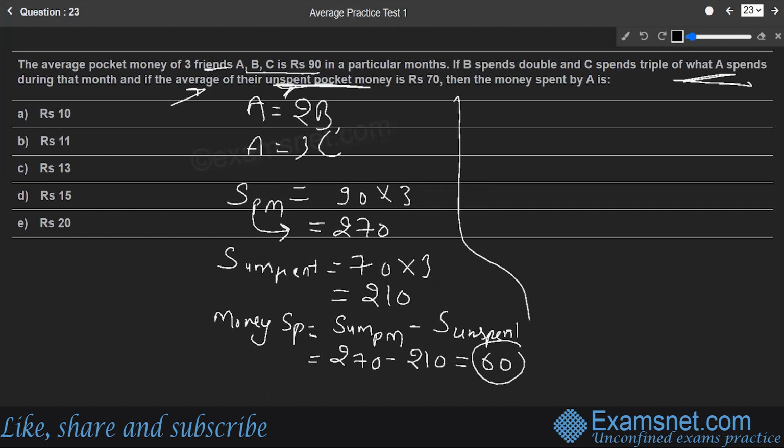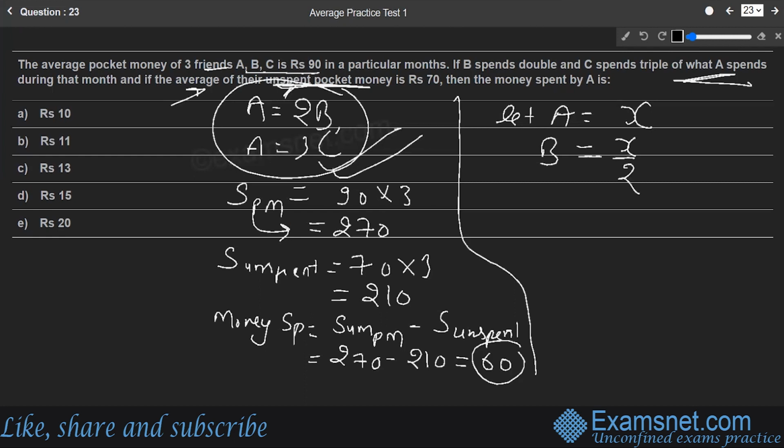Now there is a connection between the money spent by A, B, and C. As they say, A is equal to 2B and the same A is equal to 3C. So let's say A spent X. So B would have spent what? A should be twice of B, so B should be half of A, so B should be X by 2. Similarly, A should be thrice of C, so C should be 1/3 of A, that is X by 3. So these are the three amounts being spent by A, B, and C together. And they say the total spent money is 60. So clearly the sum of all these three is equal to 60. Let us do it.